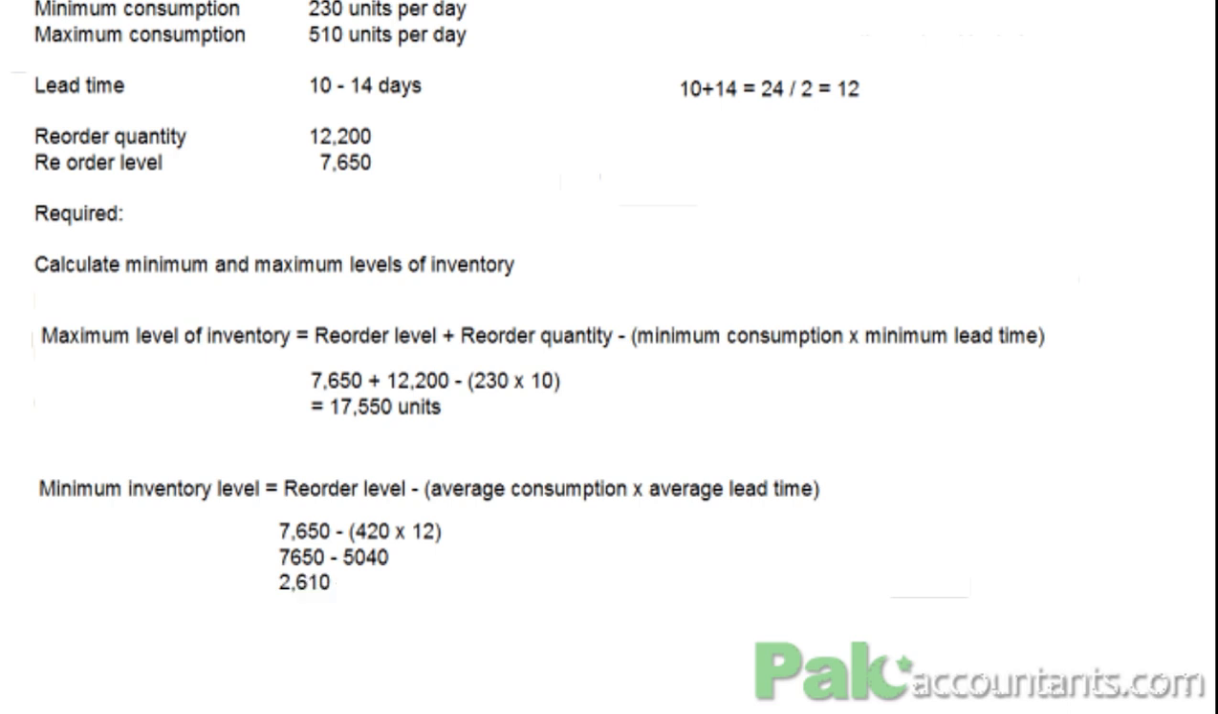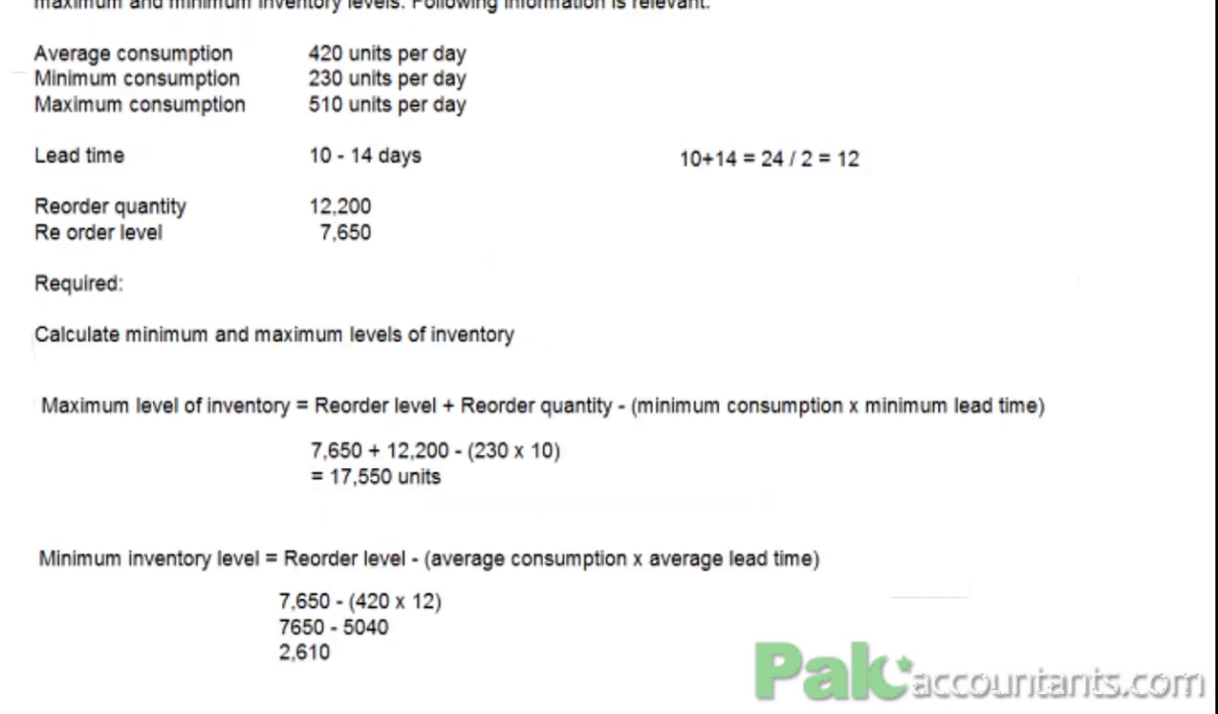If your inventory level reaches this point, that means you will be left with only 2,610 units, then you must be taking emergent steps. You must be arranging the raw material at all costs. Otherwise, you will be using all this up in just a few days. Just look at the consumption.